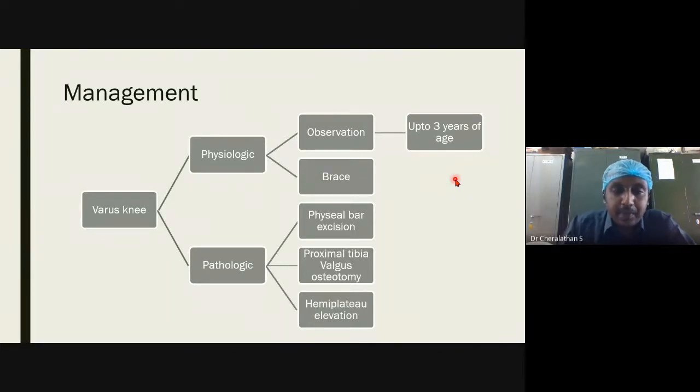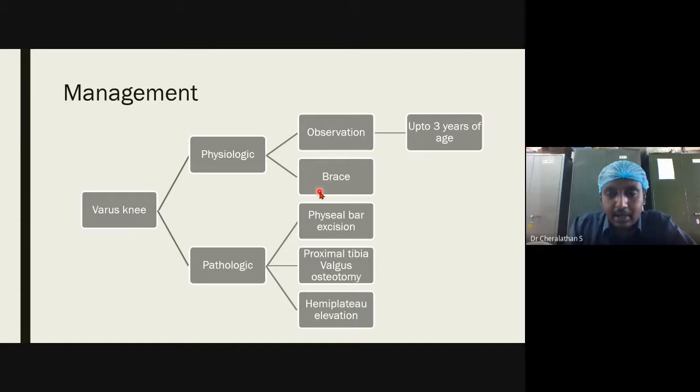What is the management? Again, you have to differentiate between the physiological varus and the pathological varus. With regards to physiological varus, like we discussed in the causes, it can be just a continuation of the physiologic varus. Ideally, at about 1.5 to 2 years, the varus deformity should have got corrected to valgus or rectus. But in certain persons, it can continue up to 3 years of age. So the maximum time you can wait to observe a genu varum in a child is 3 years of age. Up to that age, you can wait.